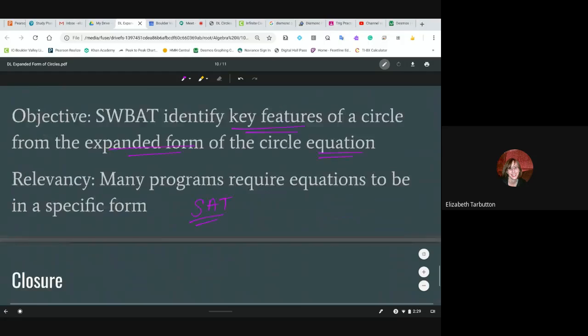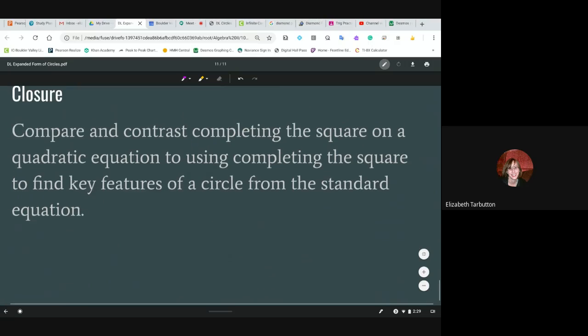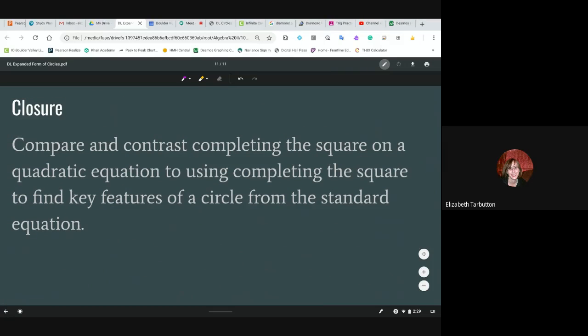So for your closure in your notes, I'd like you to compare and contrast completing the square on a quadratic, like we did back in October, to completing the square to find the key features of a circle from the standard form of the equation, like we did today. So go ahead and write that in your notes.